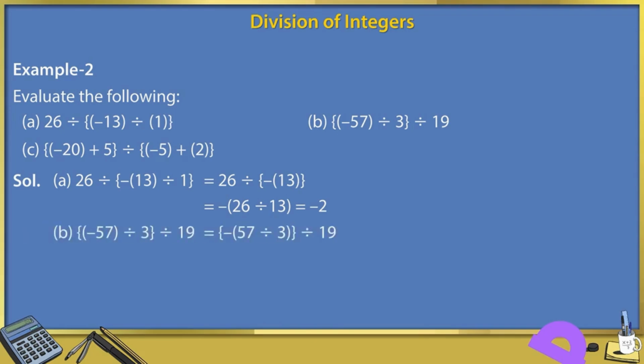which is equal to −2. B. (−57) divided by 3 divided by 19, which is equal to −(57 divided by 3) divided by 19, which is equal to (−19) divided by 19, which is equal to −(19 divided by 19), which is equal to −1.